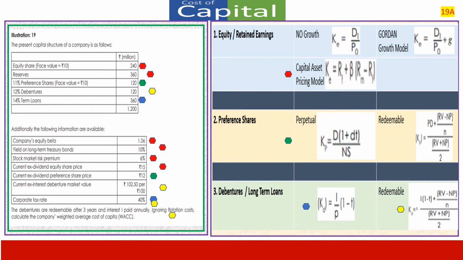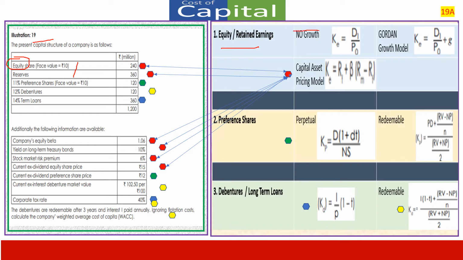We have a problem, illustration number 19. Now let us see each one. We will take equity and then see what is given. We are given equity face value, reserves, we are given beta, we are given long-term treasury bonds return, we are given stock market risk premium, and current ex-dividend share price. These particulars are given in respect of equity. Means we are going to calculate cost of capital in respect of equity and reserves.